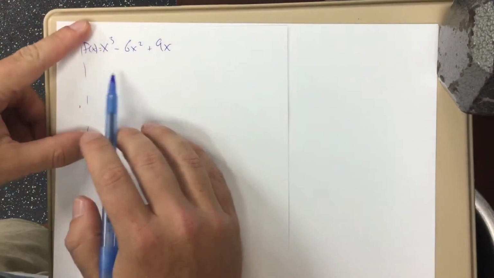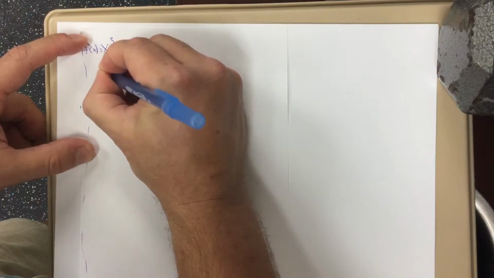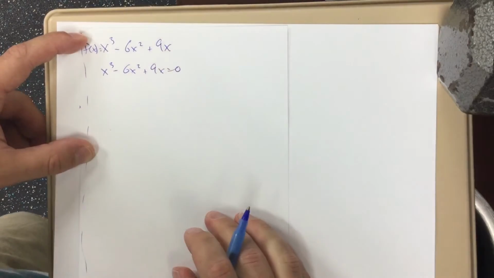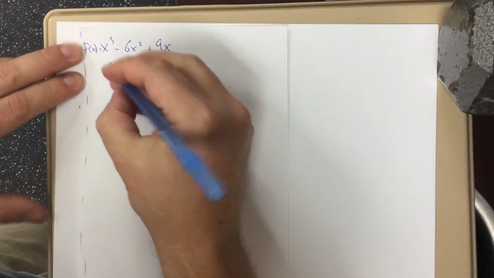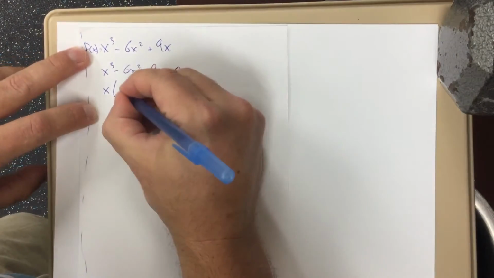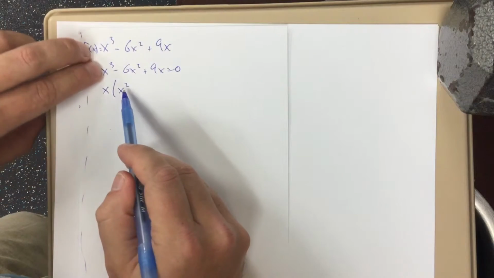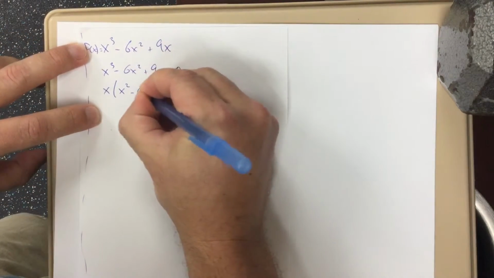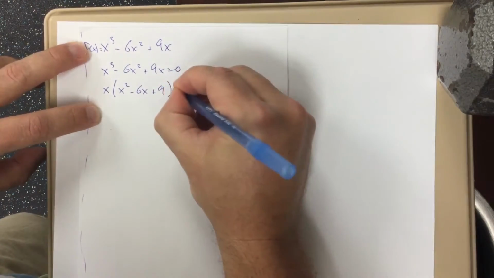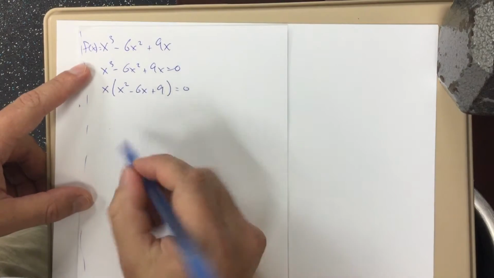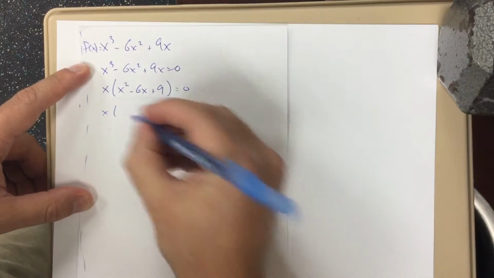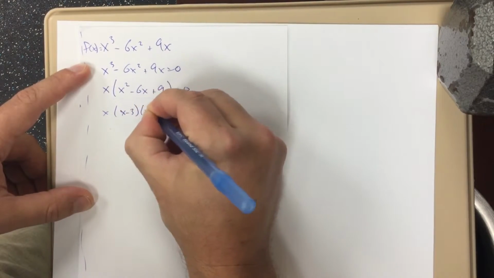First thing I can do, I can set it equal to 0 first: x cubed minus 6x squared plus 9x equals 0. It looks like I can factor out an x. So I can go x times all this stuff: x times x squared is x cubed, x times minus 6x is minus 6x squared, plus 9 equals 0. Now I can factor this piece of it, and it looks like it's a perfect square. It's going to be x minus 3 times x minus 3.